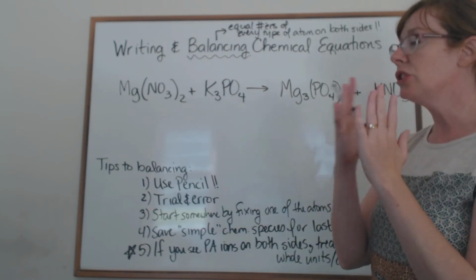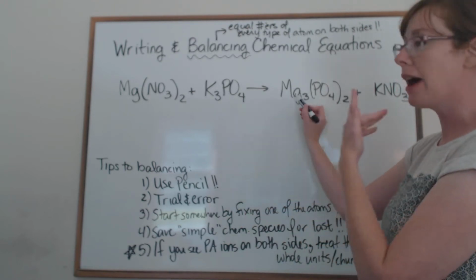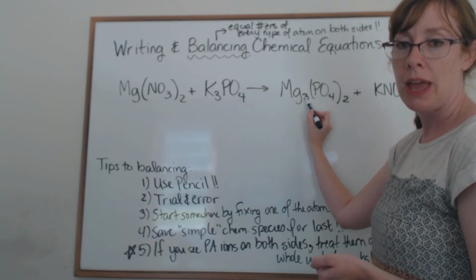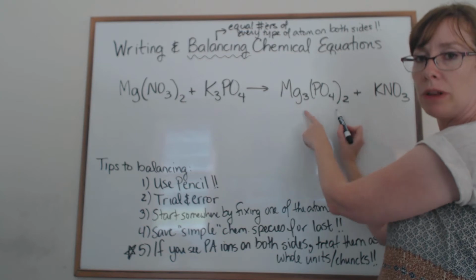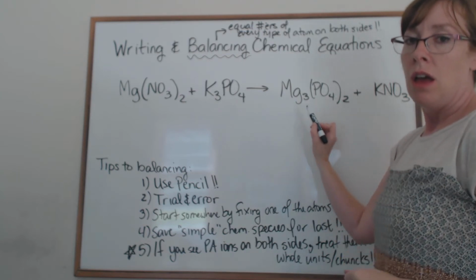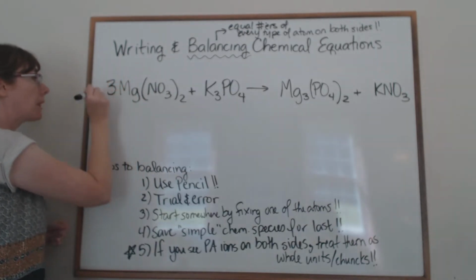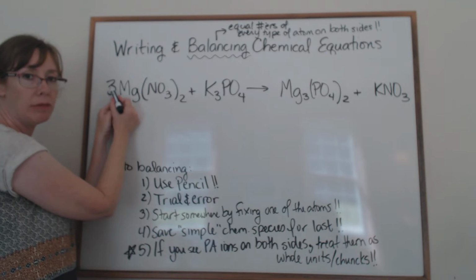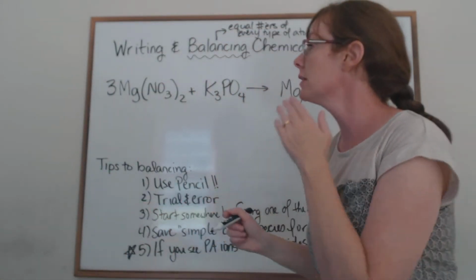I'm going to, like I said, start somewhere by fixing somebody. Don't overthink it. My eye just went here. Magnesium, there's 3 of them. Okay, remember, this one applies to who's directly in front. That one applies to who's directly in front. All right, there's 3 magnesium, so I'm going to put a 3 right here. That fixes magnesium, because this one only has 1 magnesium, so I would need 3 copies of this molecule. Remember, the only thing you're allowed to change is the coefficients.